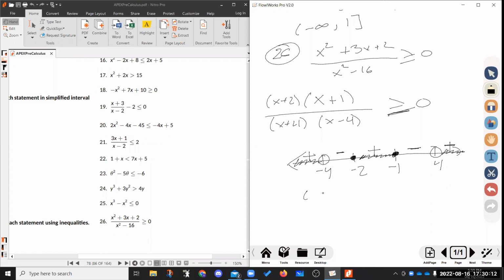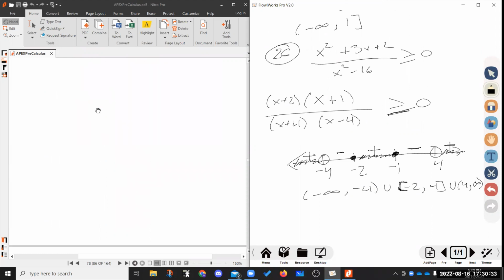We've got 3 parts to this answer, -infinity to -4, union, this is included, -2 to -1, union, 4 to infinity, it's not included. I believe that's everything for this one.